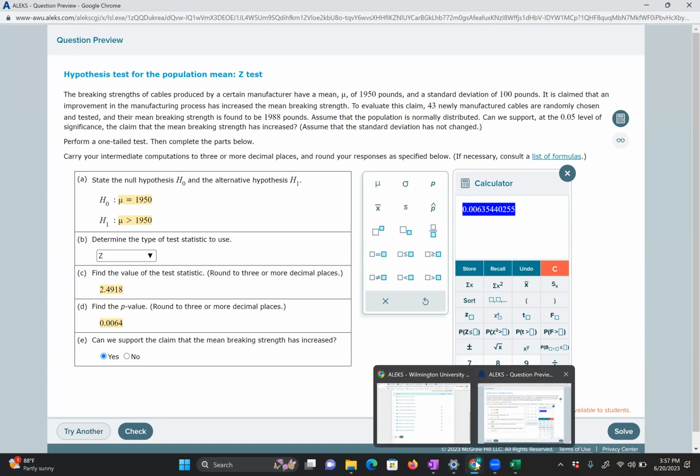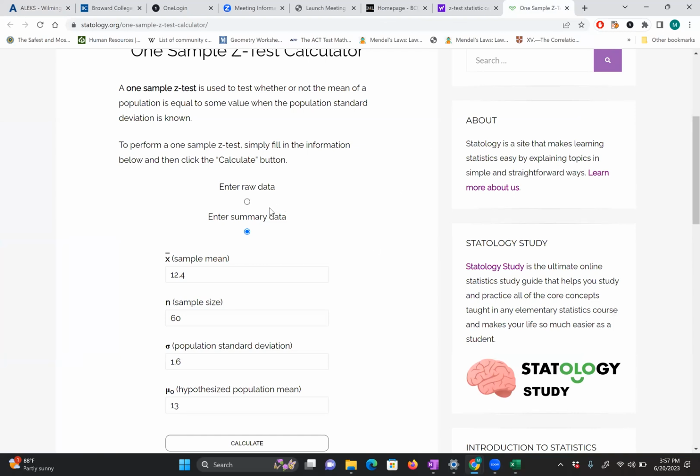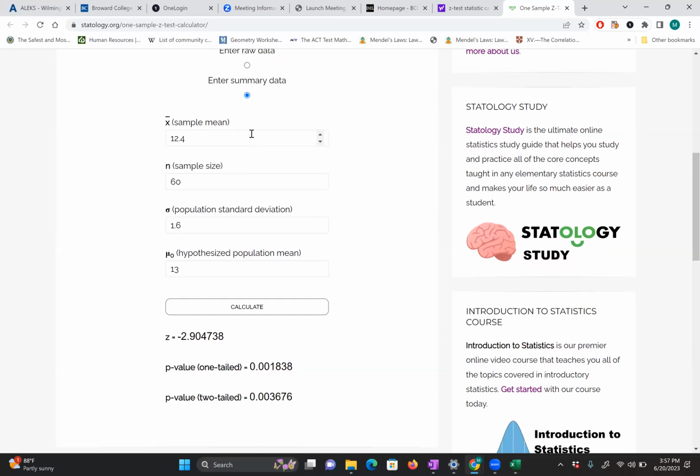So that's on that mechanism. Let's do this on the calculator that I showed you just now. Again, we're going to enter data summary. So you want the sample mean, which we said was 1988. Sample size, which we said was 43. Standard deviation was 100. And our mu, what was our mu? Forget, 1950? 1950. Okay. And there's your answer. There's everything you need.